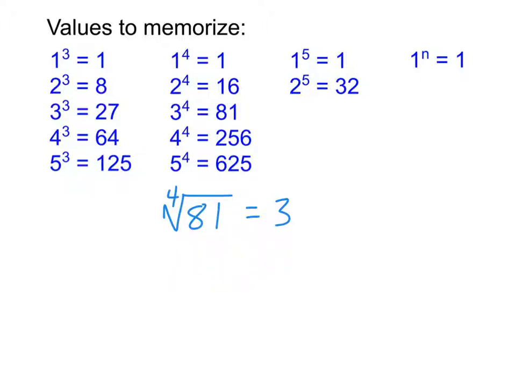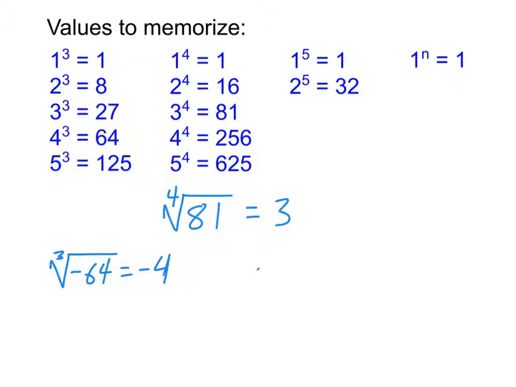Now let's check in on a couple other ones. What is the cube root of negative 64? Notice 4 cubed is 64, but this one's a negative 64. So it's going to be negative 4.